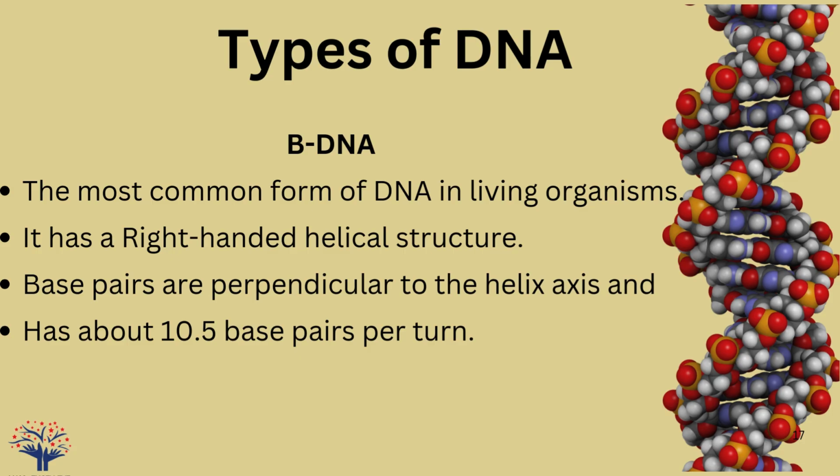B-DNA. The most common form of DNA in living organisms. It has a right-handed helical structure. Base pairs are perpendicular to the helix axis and it has about 10.5 base pairs per turn.